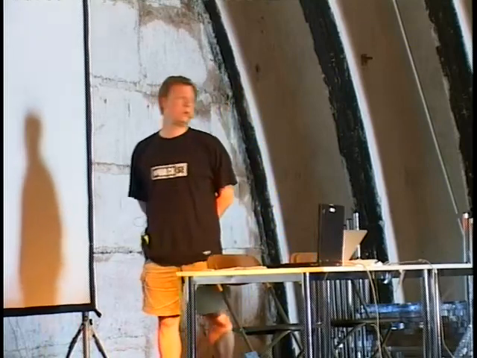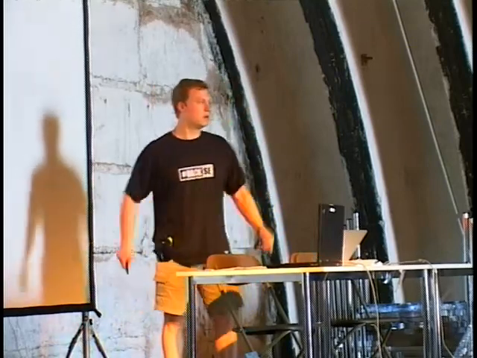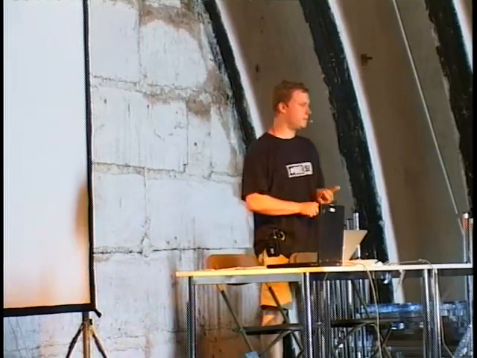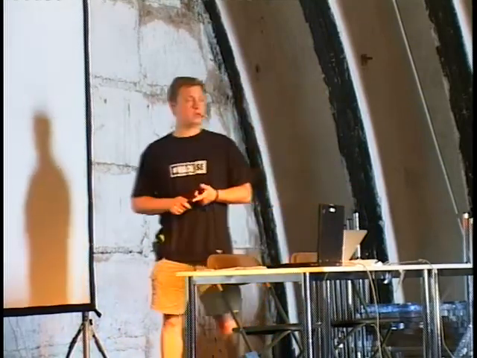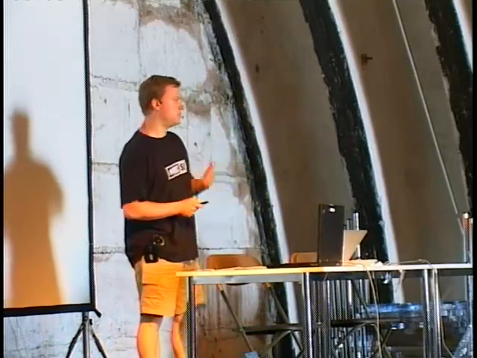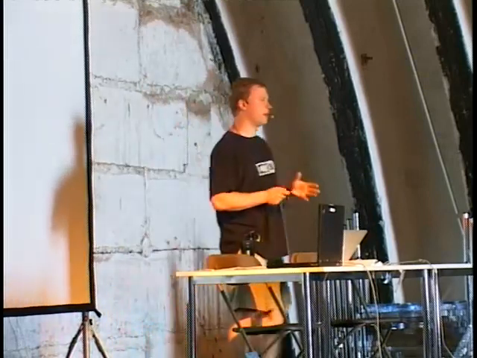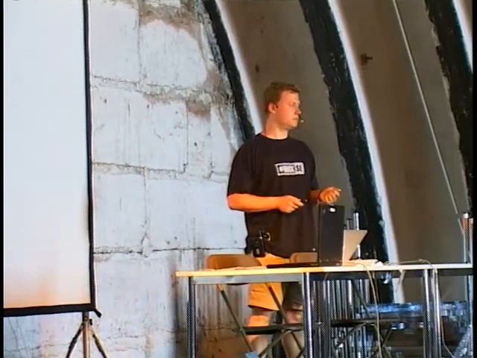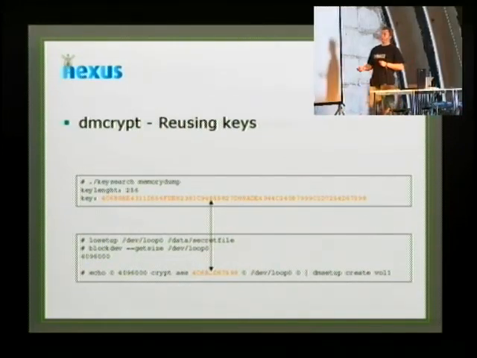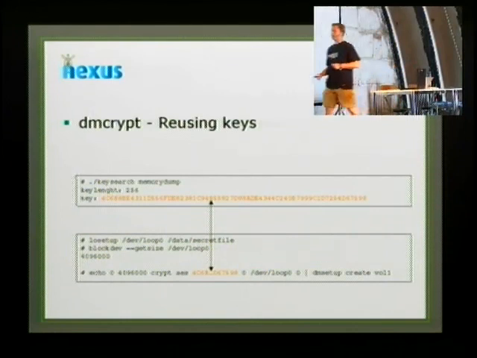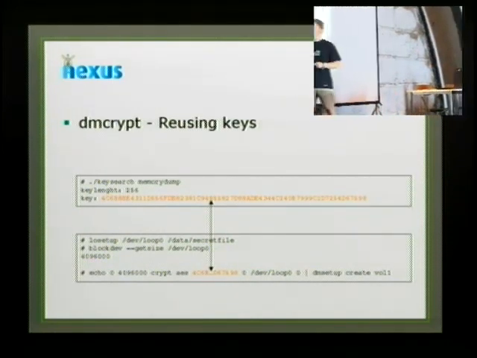So, how do we reuse the keys? We have a memory dump, we got the key, we have it in hexadecimal form, and we want to reuse it. First of all, dmcrypt doesn't actually work with files at all. It works with devices. That's one of the main differences. So, in order to access a file as a device, we have to set up a losetup first. So we loopback mount our secret file on /dev/loop0.